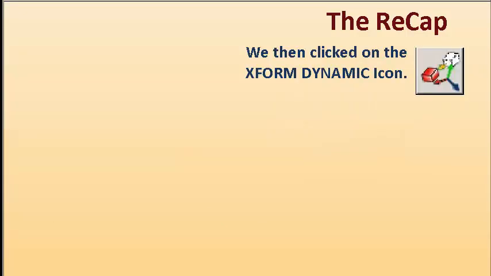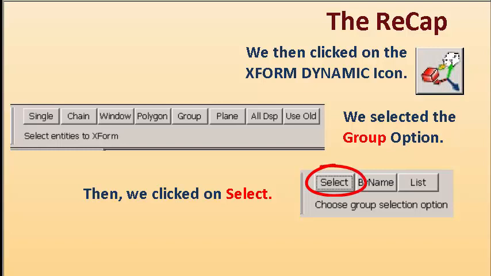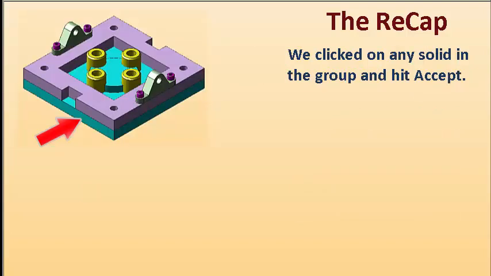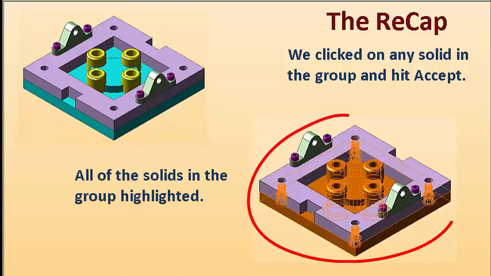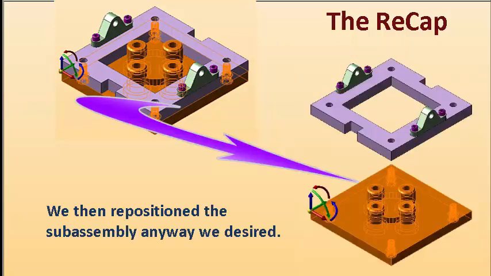We then clicked on the Xform Dynamic icon. We selected the Group option, and then we clicked on Select. We clicked on any solid in the group and hit Accept. All of the solids in the group highlighted. Using the Indent option, we clicked on this corner and a dyna handle appeared. We then repositioned the subassembly any way we desired.